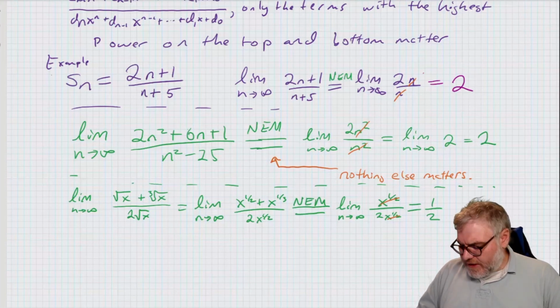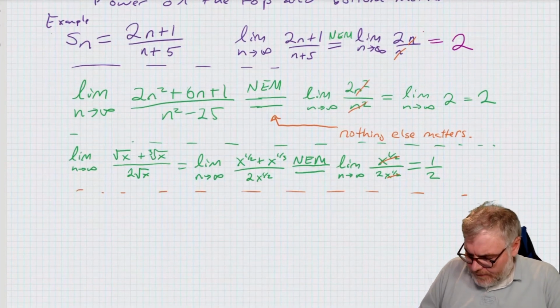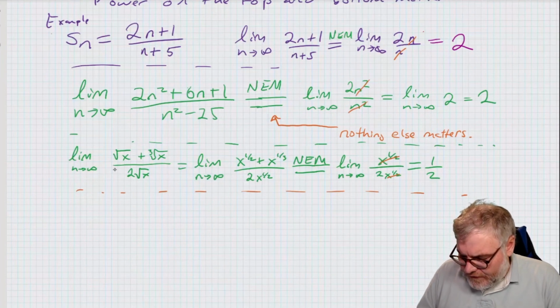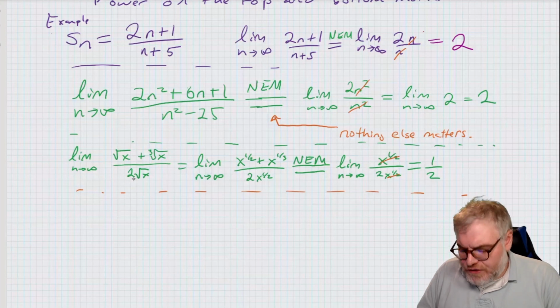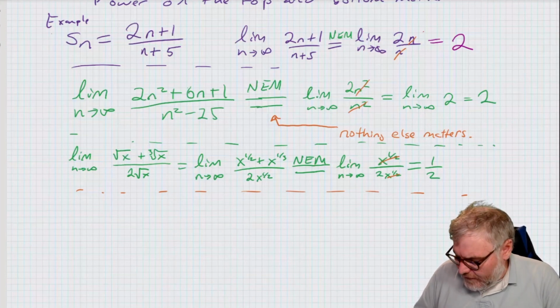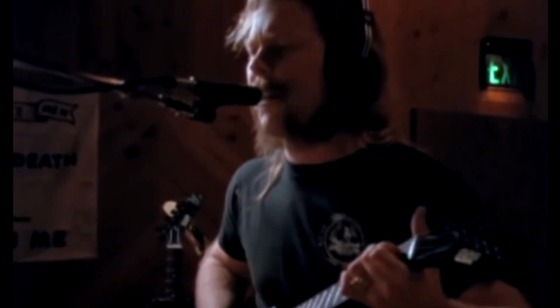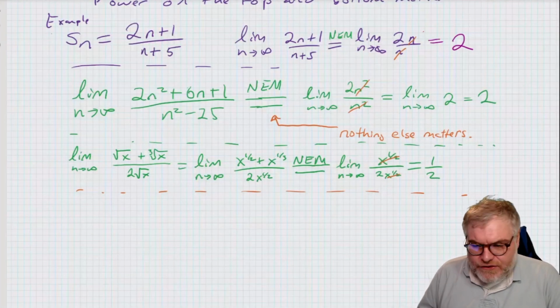Now, let's do a couple more examples, one where the limit goes off to infinity. Here's another finite example. Let's say I'm taking the limit as n goes to infinity of (the square root of x plus the cube root of x) over 2 times the square root of x. Well, I convert this to power form. The square root becomes x to the 1/2. This becomes x to the 1/3. This becomes 2x to the 1/2. And then I apply nothing else matters. Well, 1/3 is less than 1/2, so it goes away, and I'm left with x to the 1/2 over 2 times x to the 1/2. The x to the 1/2s cancel. I'm left with 1 over 2.